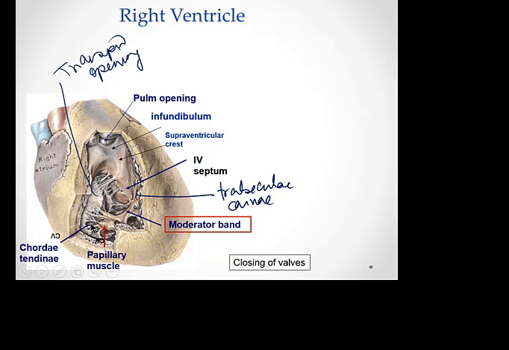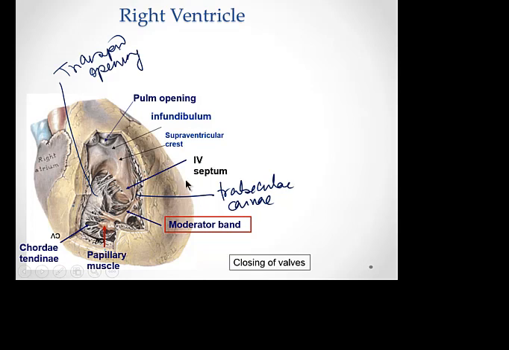So at one end, can you see that the cusps are attached to chordae tendineae? And at the other end, these chordae tendineae are attached to the papillary muscles. So can you see that's how the papillary muscles are connected to these cusps by means of these chordae tendineae? This entire part here is the interventricular septum.